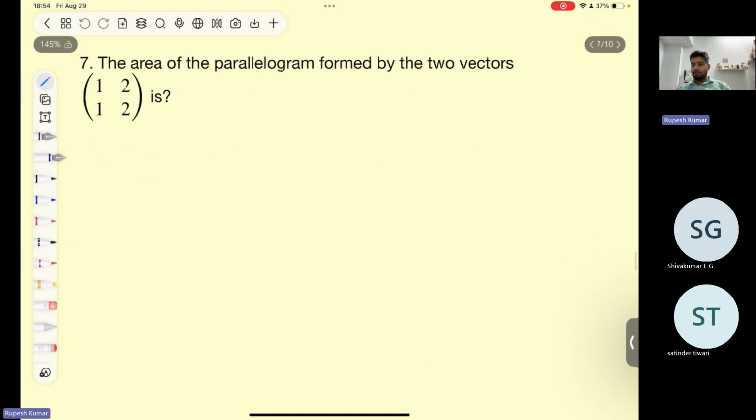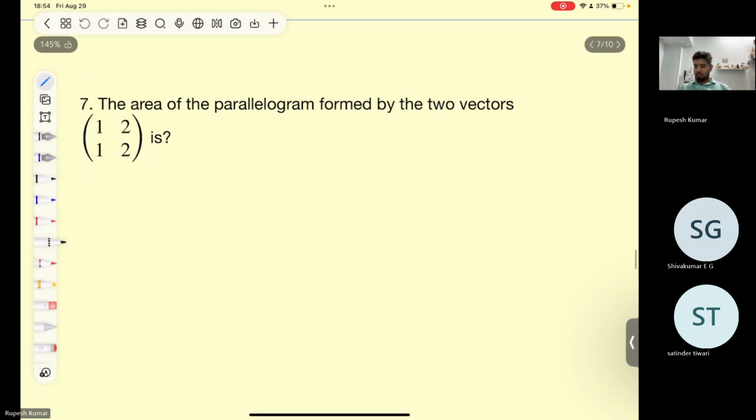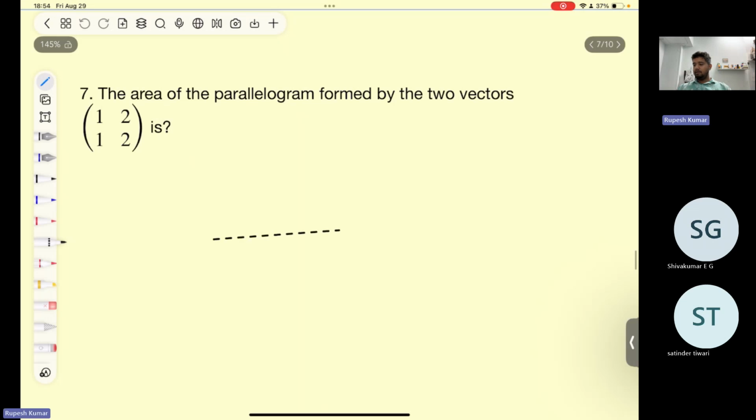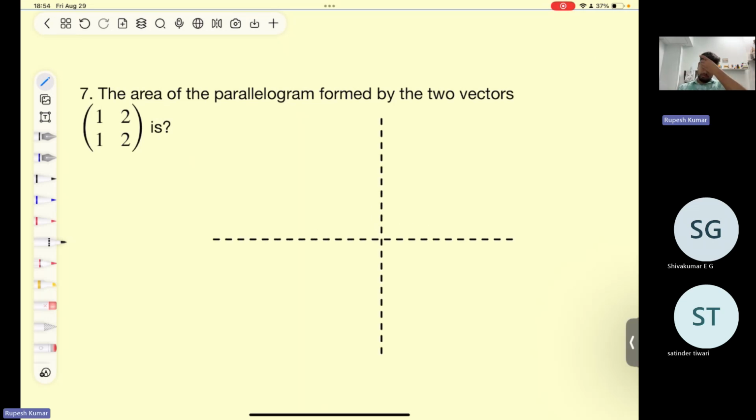The area of the parallelogram formed by the two vectors is... A very simple example. I'm just solving this for the sake of completeness. There are two ways to attempt this problem. One is geometrically, one through linear algebra. I mean, same thing there. So the parallelogram is 1 comma 2.